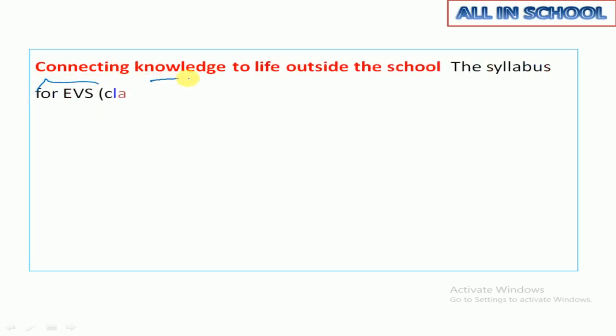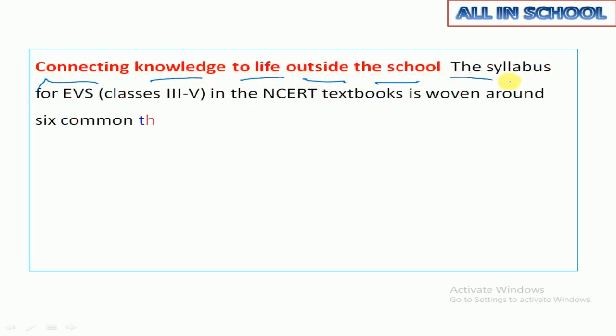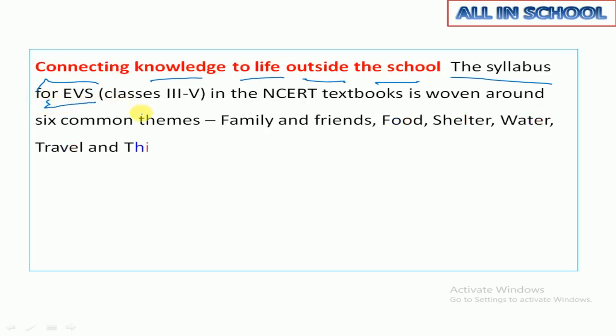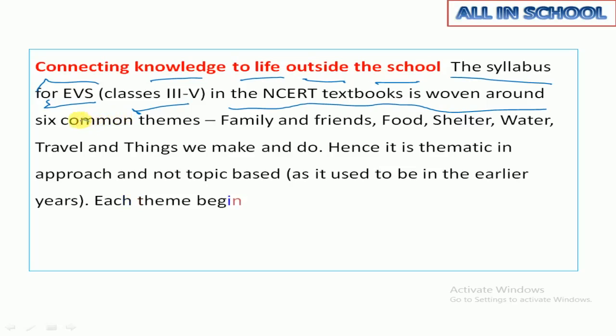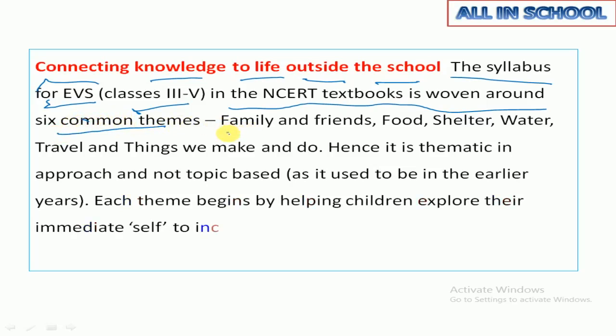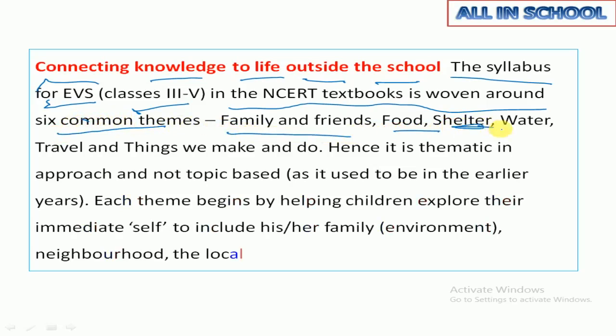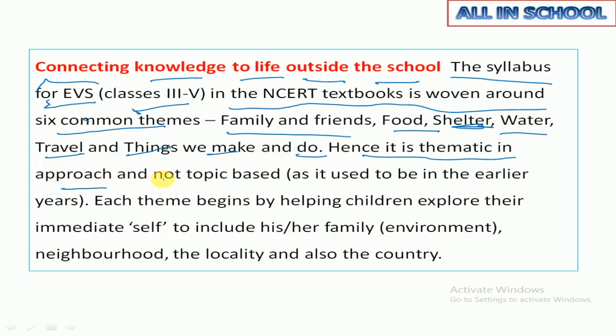Connecting knowledge to life outside the school. The syllabus of EVS from class 3 to class 5 in the NCERT textbooks is woven around 6 common themes: family and friends, food, shelter, water, travel, and things we make and do. Hence it is thematic in approach and not topic based.